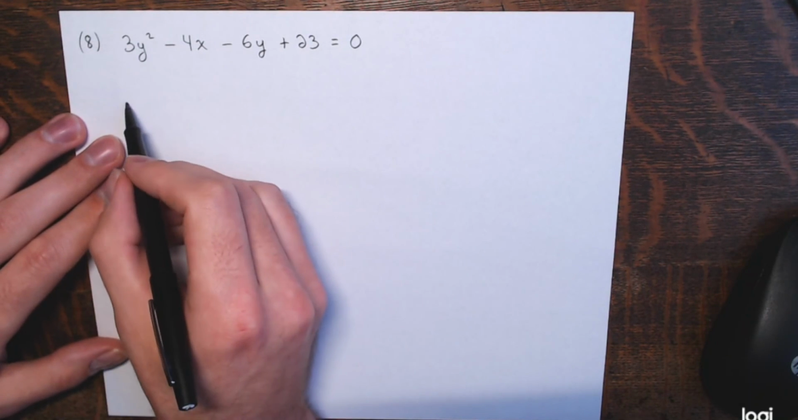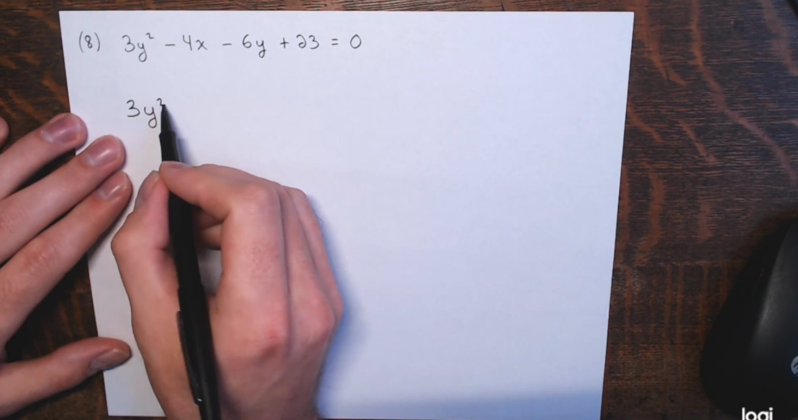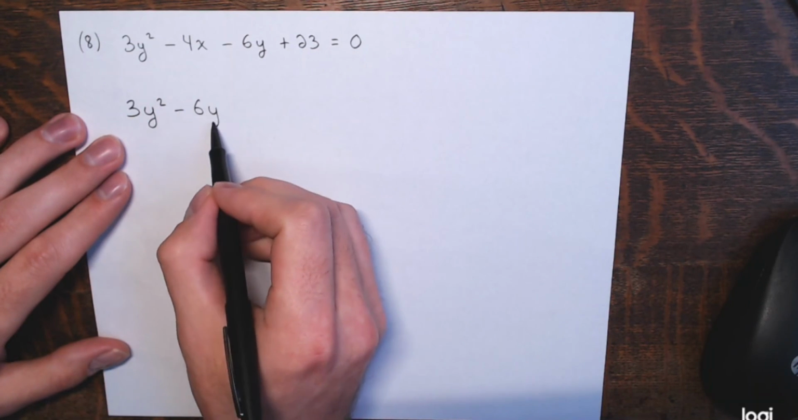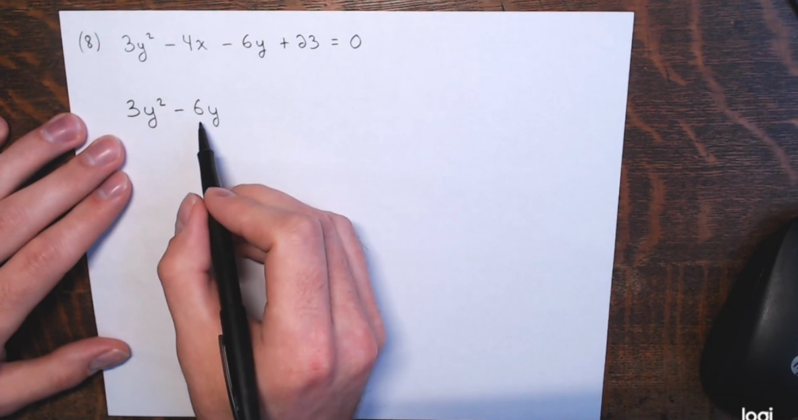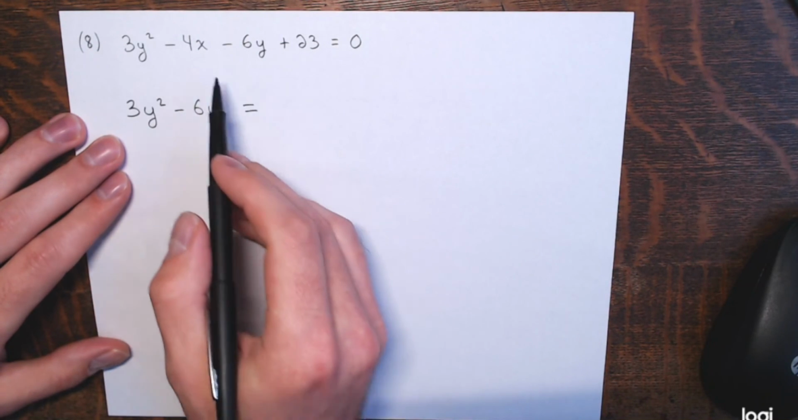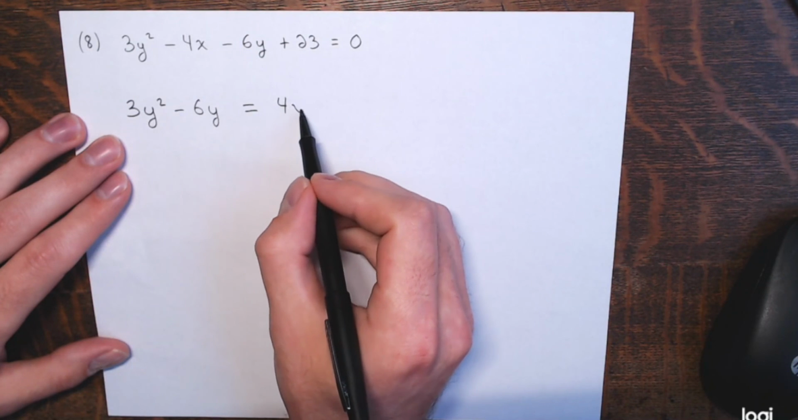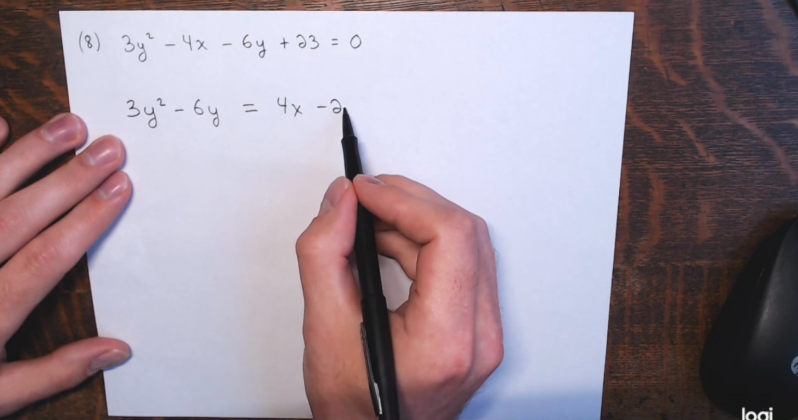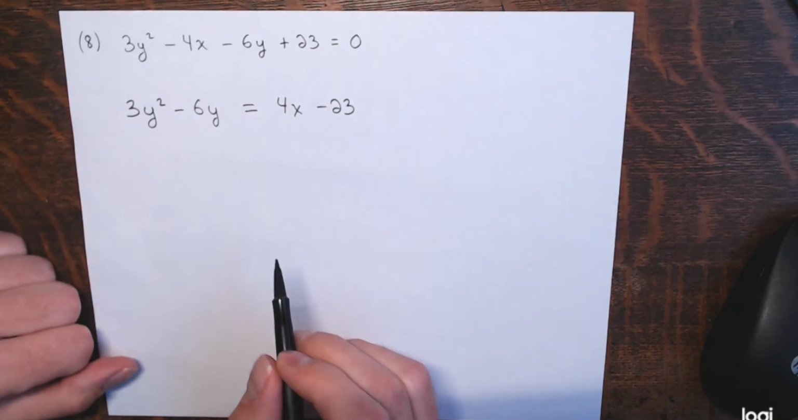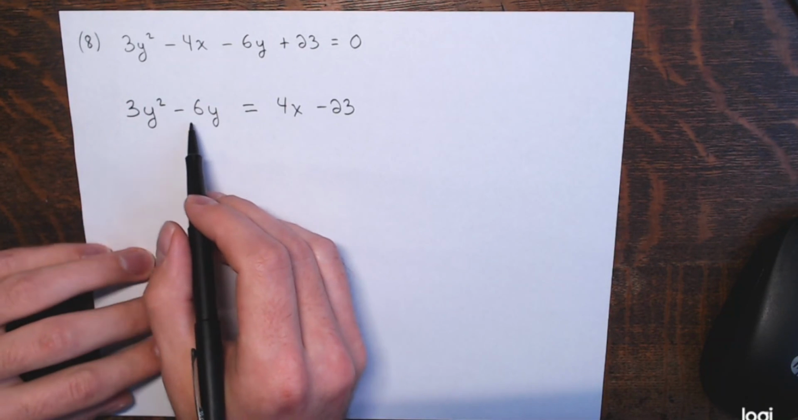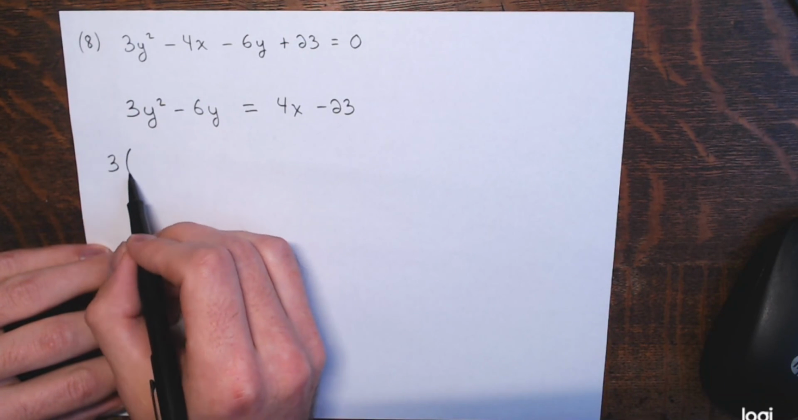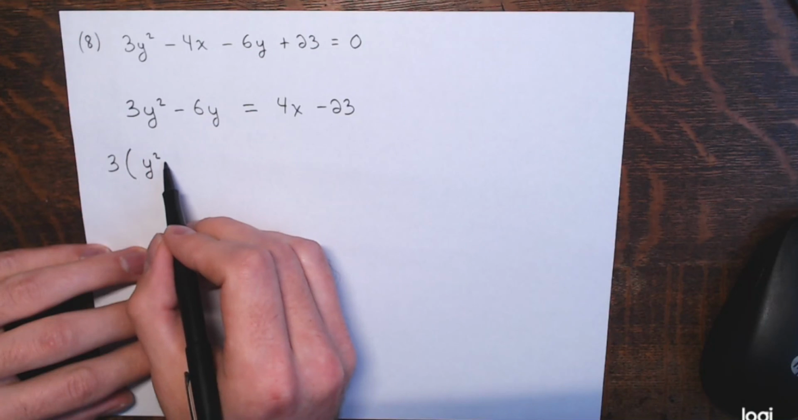Right, so keep the y terms on their own side here. So I have 3y squared, and then there's negative 6y. And then take the other terms without y to the other side. I'm going to add 4x, and then subtract 23. And then just like before, I'm going to factor a 3 out of the y terms so that I can actually complete the square on the y's.